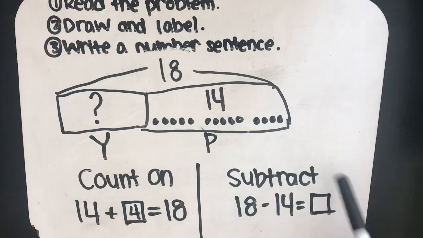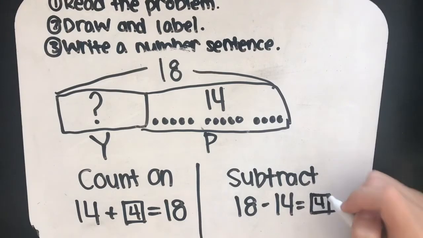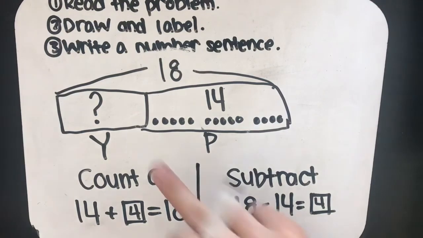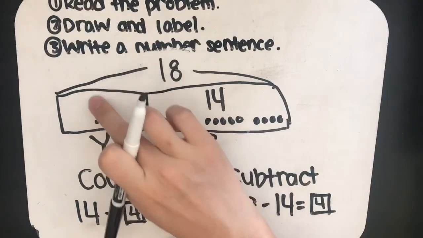Let's try our subtraction strategy. What's 18 minus 14? Yes, 18 minus 14 equals 4. So this question asked us, how many yellow beads did Tamara's bracelet have at first? That was our unknown part. But now we know the answer. How many yellow beads did she have at first? She had 4.